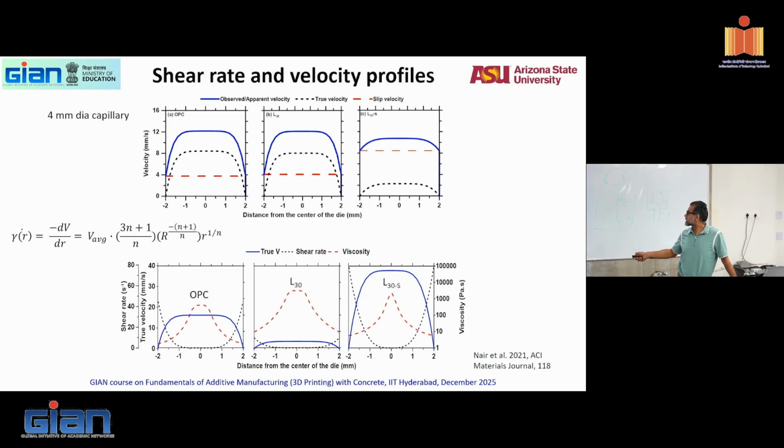So this is the slip velocity, right? This is the true velocity. In the middle of the pipe, it's a plug flow. Which one? The blue one is the true velocity. This is shear rate. Yeah, this is the true velocity. Correct.